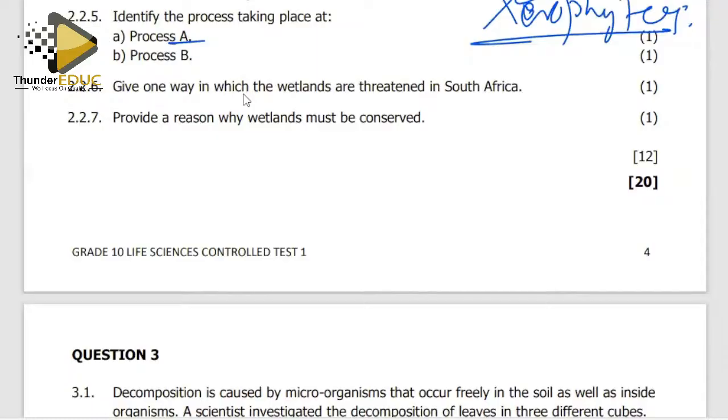Provide a reason why wetlands must be conserved. Here you talk about the benefits of wetlands. Yes, they can act as sponges, so they can release water during the drought season. You can talk about a lot of animals. It can be a home for many animals. It's a breeding area. You can collect fish there. You talk about all the functions of wetlands. It can be a source of water.